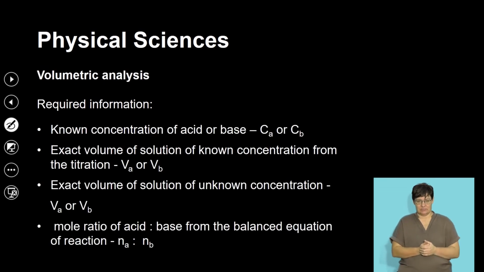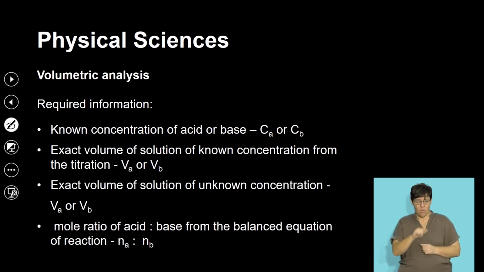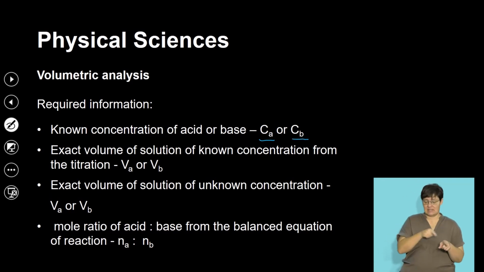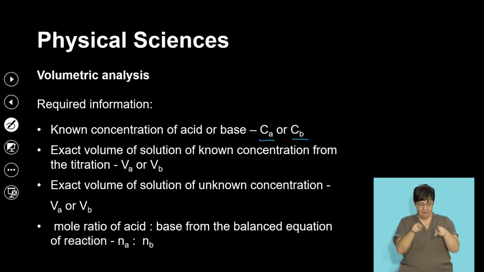Okay. Now, in volumetric analysis, what do we require to carry out the calculations of determining the unknown concentration using a standard solution? The known concentration of the acid or the base. So C subscript A represents the concentration of acid, and C subscript B represents the concentration of the base. To carry out volumetric analysis calculations, one of these two must be known, and we would describe that as a standard solution.